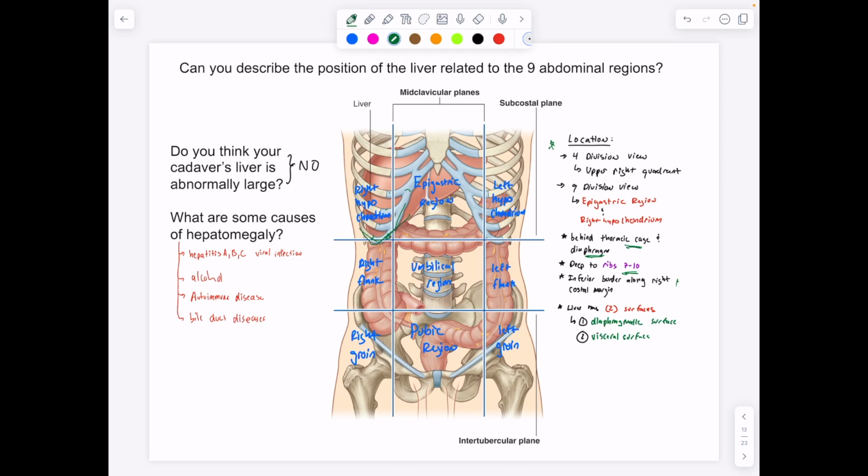And then the liver has 2 surfaces, the diaphragmatic surface of the liver, which is in contact with the diaphragm, and then the visceral surface, which is underneath. And we'll talk about both of those. In terms of the 9 abdominal regions, this is the right hypochondrium, and then the epigastric region that it's a part of. And then what would cause an abnormally large liver, hepatomegaly? Viral infection, aka hepatitis B or C, chronic alcohol usage, some autoimmune diseases, and then bile duct diseases where you have blockage of bile ducts can lead to an enlarged liver overall.